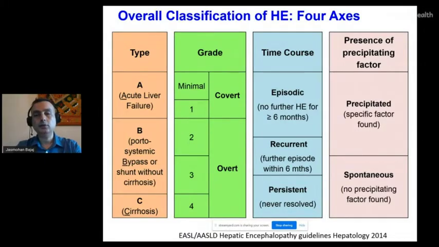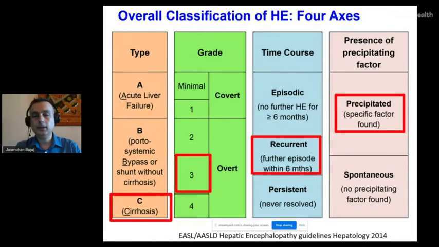And this is also important for recurrence, because if the precipitating factor is not fixed, this is actually something that is going to recur again and again. Spontaneous, it's very rare that you really do not find a precipitating factor. So it is something that is almost always found and we should really be taking care of.